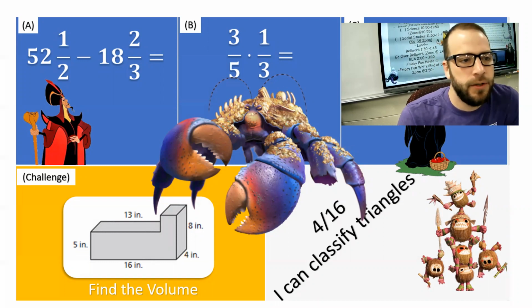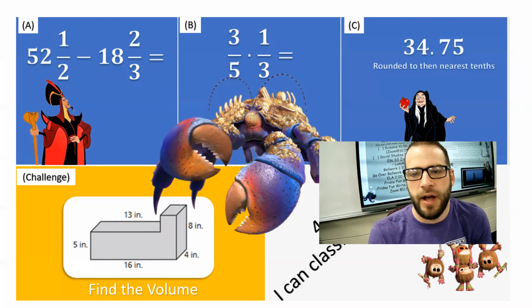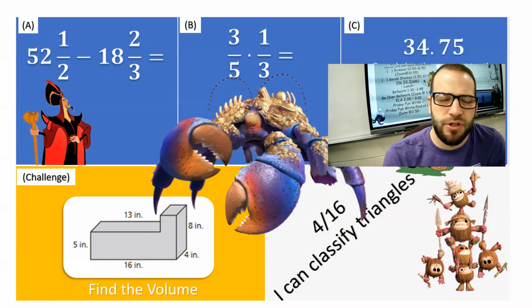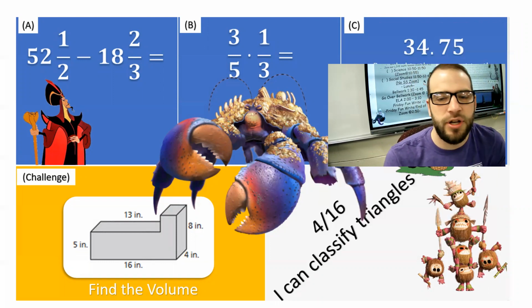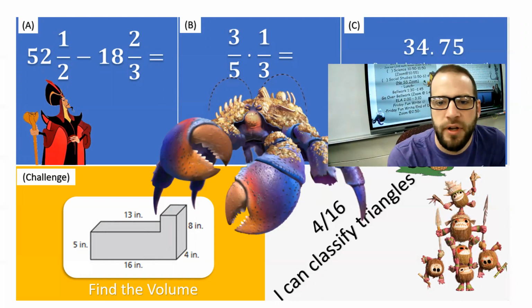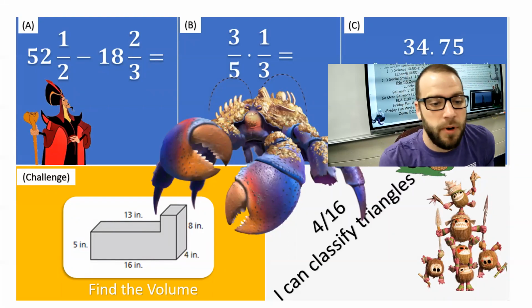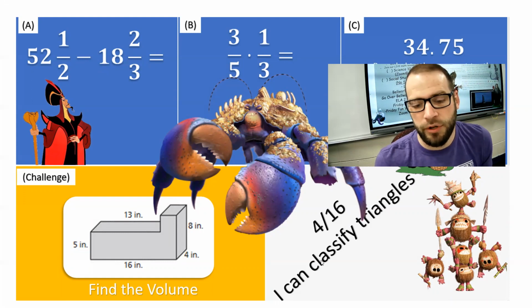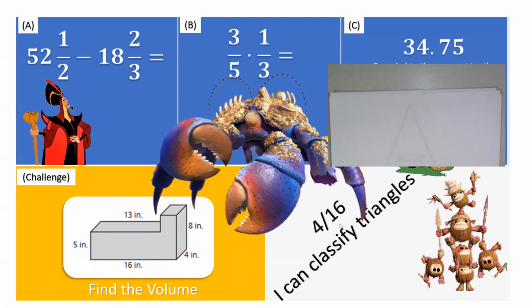A, subtracting mixed numbers. B, multiplying fractions. C, rounding to the nearest tenth. And then we have that irregular volume. At this point in time, you should have already completed your challenge questions. If by some crazy chance you did not yet complete your challenge questions, ladies and gentlemen, please pause the video and try to get these answers, and then try to learn from any of the mistakes that you might have made. So the first one, we're going back to what, October, when we really learned how to do this. Let's see if it's still in your brain.